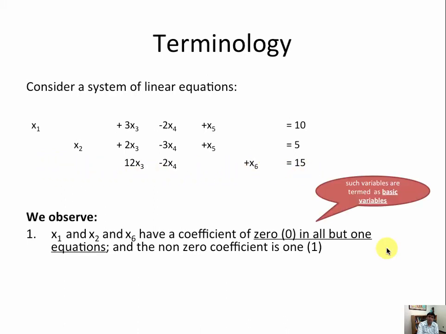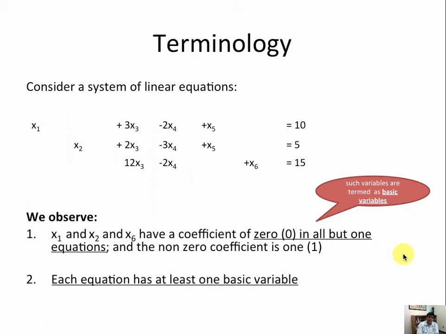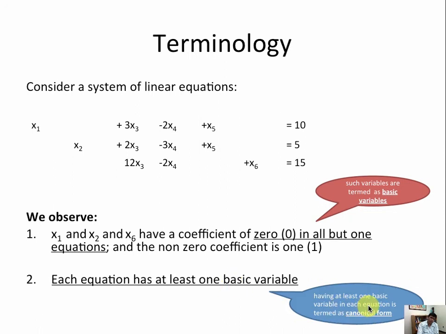Such variables are called basic variables. And another thing to notice is that each equation has at least one basic variable, and having one basic variable in each equation, we will term it as canonical form.